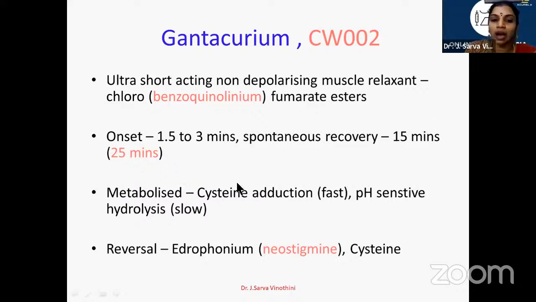And how does the spontaneous recovery occur? It occurs by two processes. One is cysteine adduction, which is very fast, and the other one is pH-sensitive hydrolysis, which is very slow. So spontaneous recovery as such occurs very fast. If you want to further hasten the recovery, then we can administer edrophonium or neostigmine or cysteine, which can aid in shortening this recovery time. So this seems to be a promising muscle relaxant in the future.